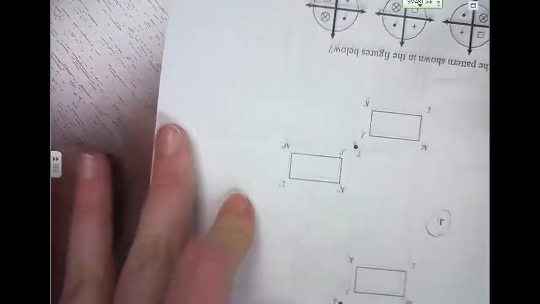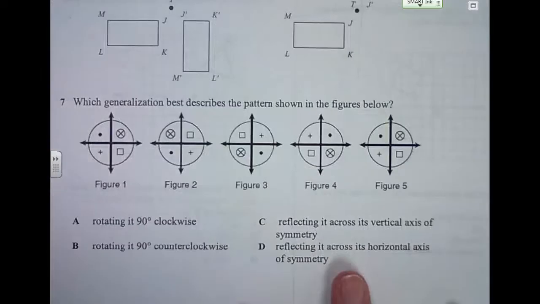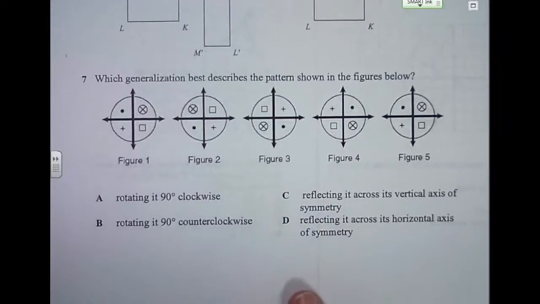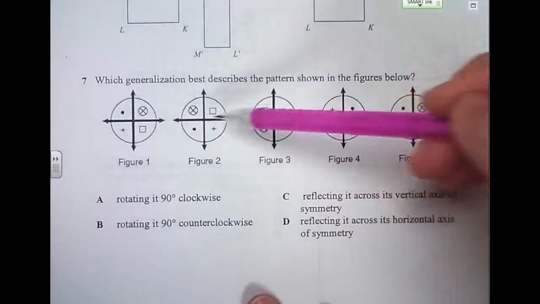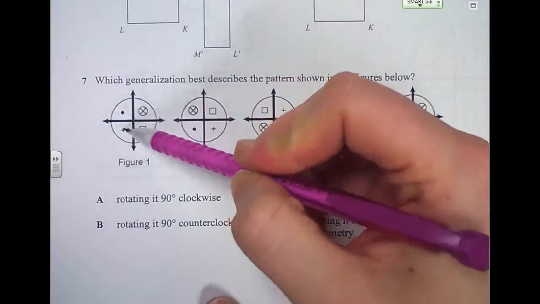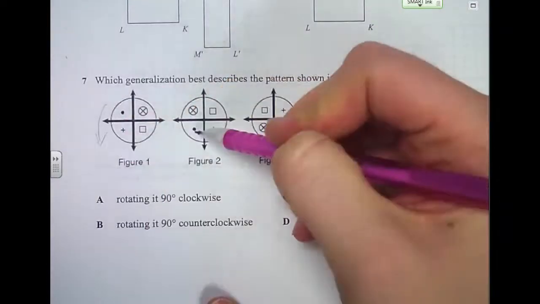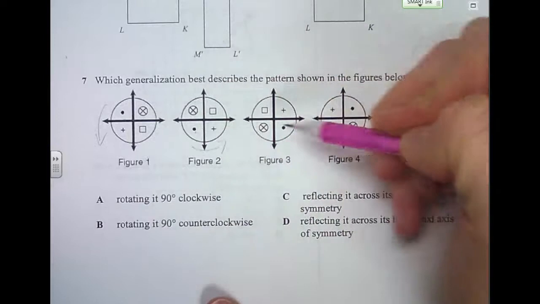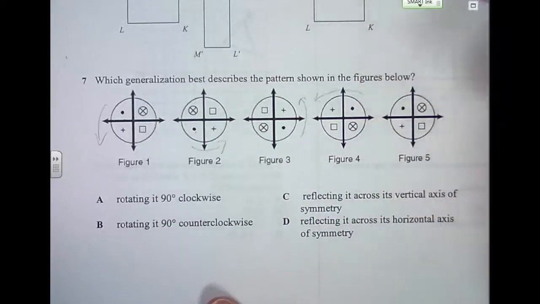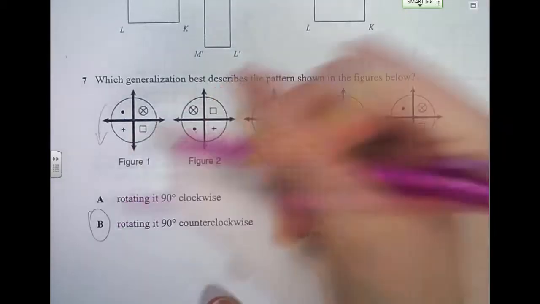Number 7, which generalization best describes the pattern shown in the figures below? So how do you get from this one to this one and this one to this one? So it looks like if you look at one of the dots, so this dot is rotated down this way to get here, and then it goes to the right, to the left, and then back again. So it's rotating counterclockwise 90 degrees.